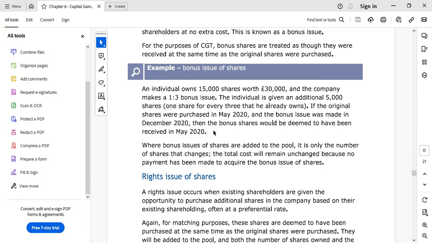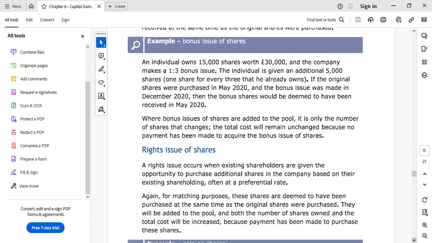Because the shareholder is not paying anything, we just assume that the bonus shares were purchased at the same time as the actual shares. Where a bonus issue of shares is added to the pool, it is only the number of shares that changes. The total cost will remain unchanged. As I told you before, you don't need to do anything.